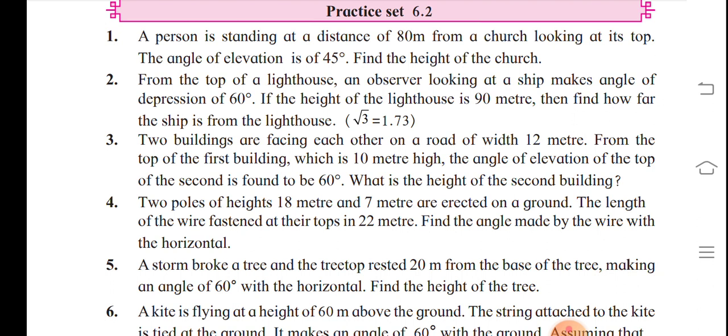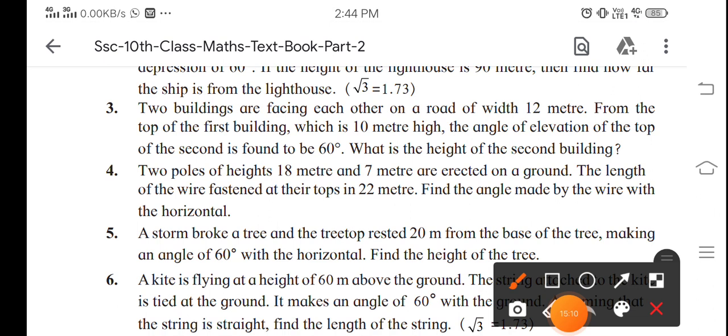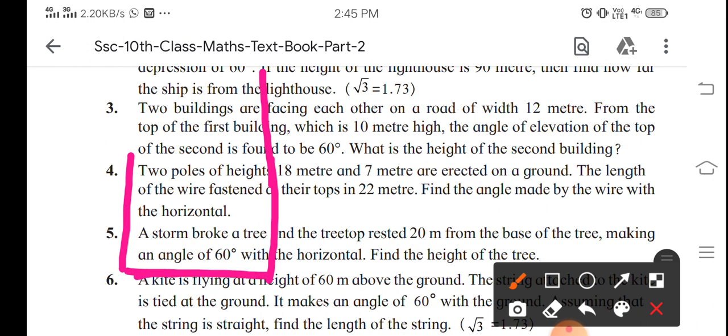See, they have given two buildings. Suppose the two buildings are like this, I'll just show you. Just wait. This is one building and this is another building. Now they are facing each other, right? They are facing each other on a road of width, and just take this as the width, 12 meters. Sorry, not centimeters, this is meters.